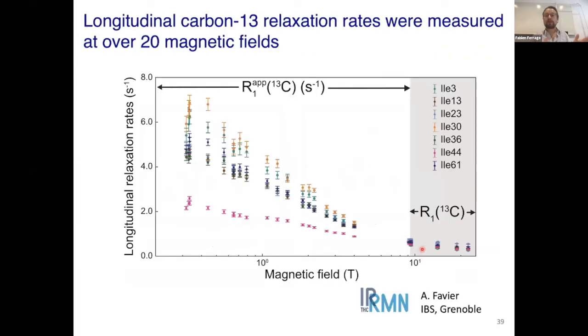So we really recorded relaxation rates all the way up to 22 Tesla on a 950 megahertz system and all the way down to 0.3 Tesla. And now what we obtain, for each of these 7 methyl groups in ubiquitin, is a full nuclear magnetic relaxation dispersion profile with more than 20 relaxation rates recorded over 2 orders of magnitude of magnetic field.